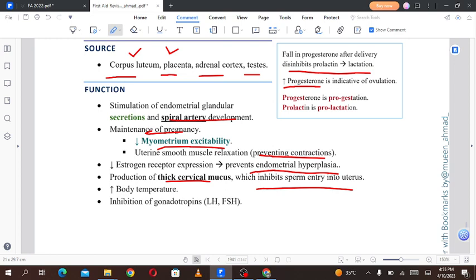Okay, let's leave it. It also causes an increase in the body temperature and inhibition of the gonadotropins, that is LH and FSH. Endometrial hyperplasia and stuff like that.